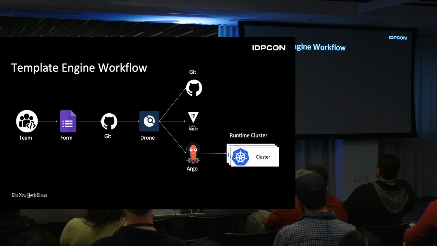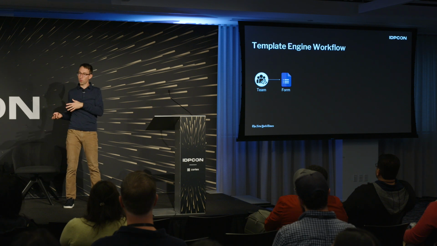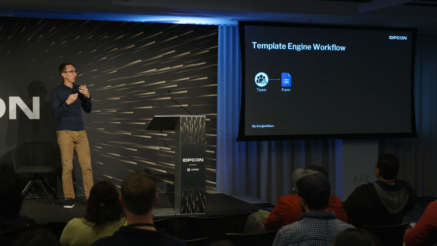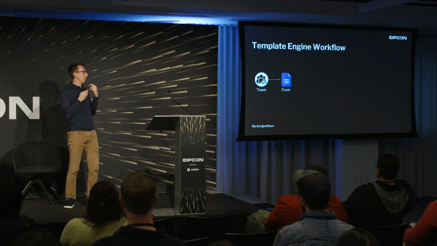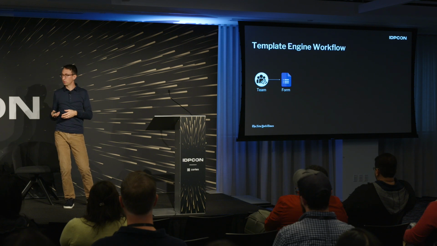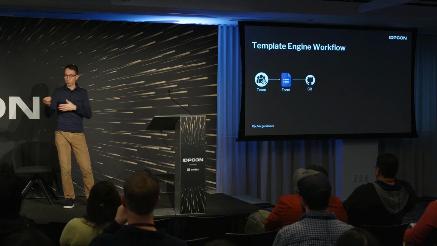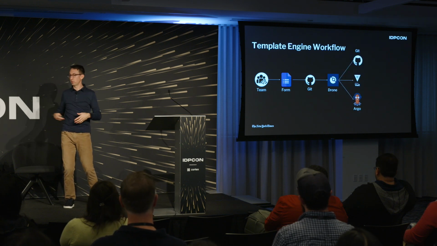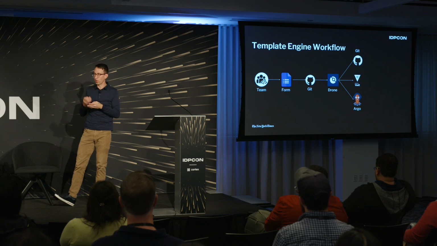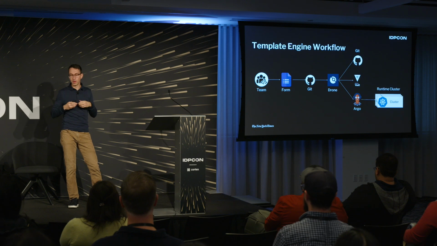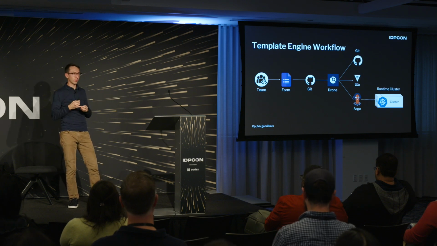And the workflow of this template engine is a team comes to a form and fills out a bunch of information about what they want: the name of their app, the language, what team they're in, if they want a few experimental features that we're offering, and a Slack channel for us to send notifications to. They click go. It stores all that information in a Git repo. A Drone pipeline kicks off and then creates this spread of stuff for you: your own Git repo, Vault policies, entries into our Argo CD instance for deployment to happen, and then things get deployed to the Kubernetes cluster.